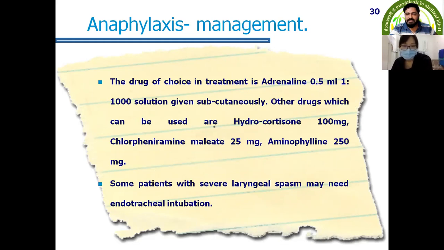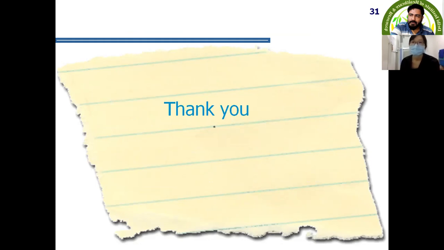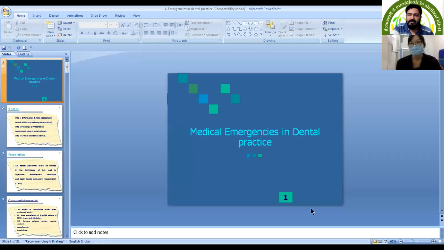So the drug of choice is adrenaline, 0.5 ml of 1:1000, given subcutaneously. Other drugs which can be used are hydrocortisone and aminophylline, and some patients have severe laryngospasm. They may need endotracheal intubation. So these are the most common medical emergencies in dental practice.